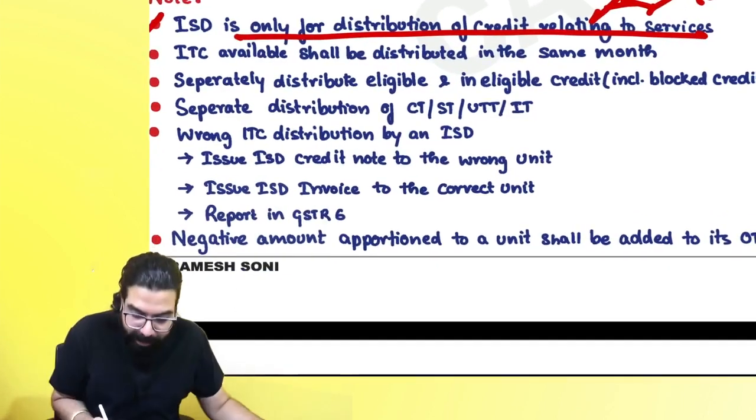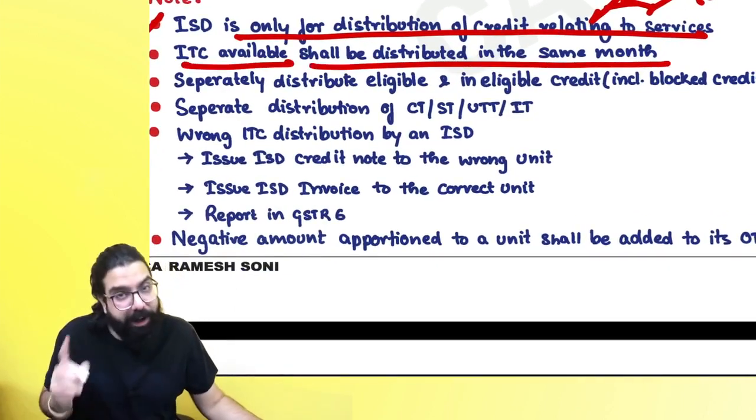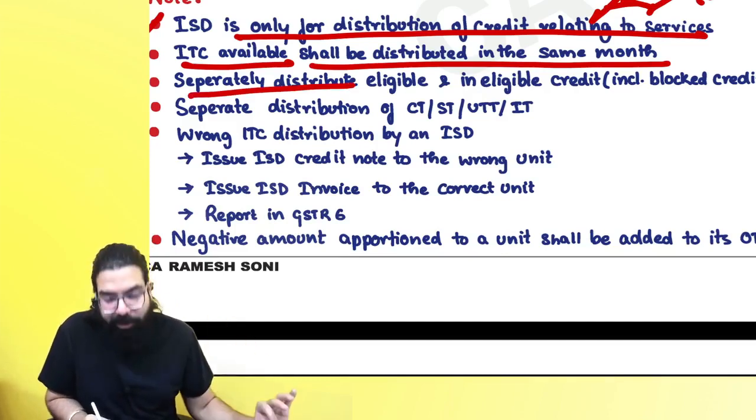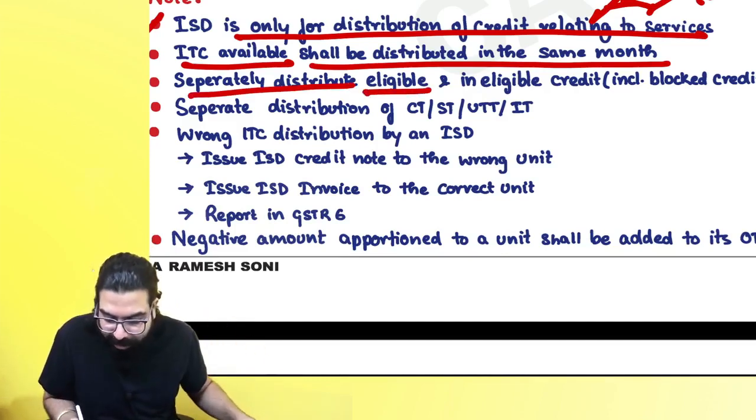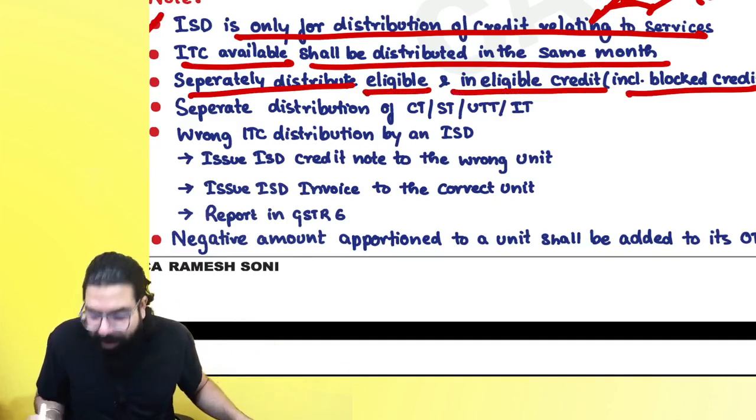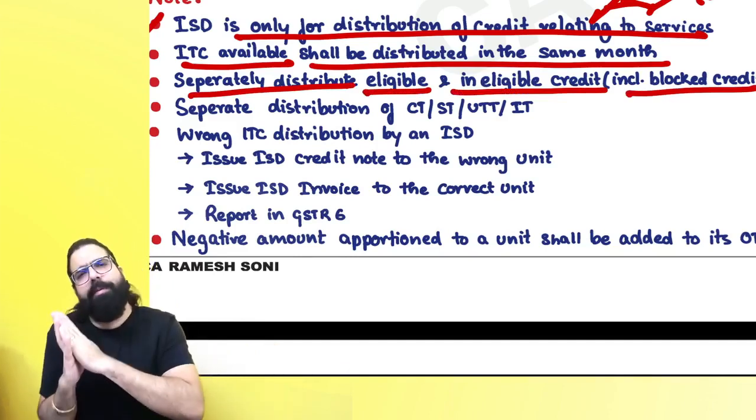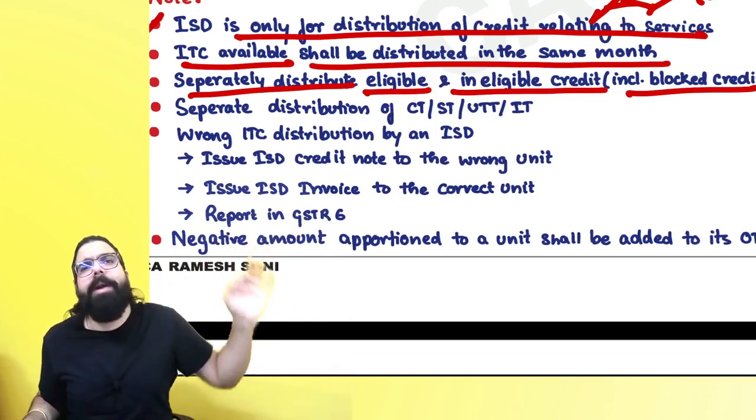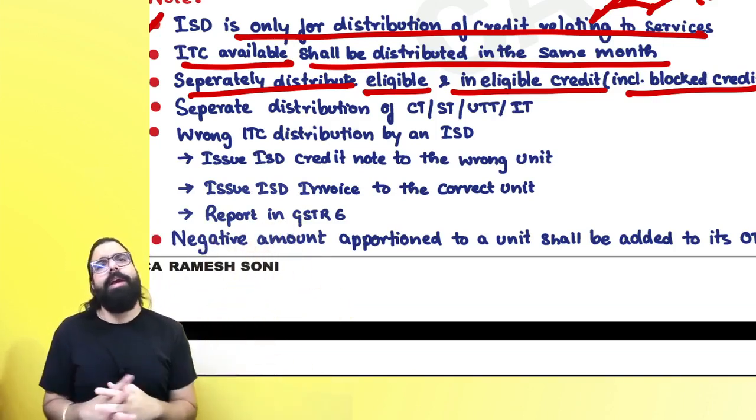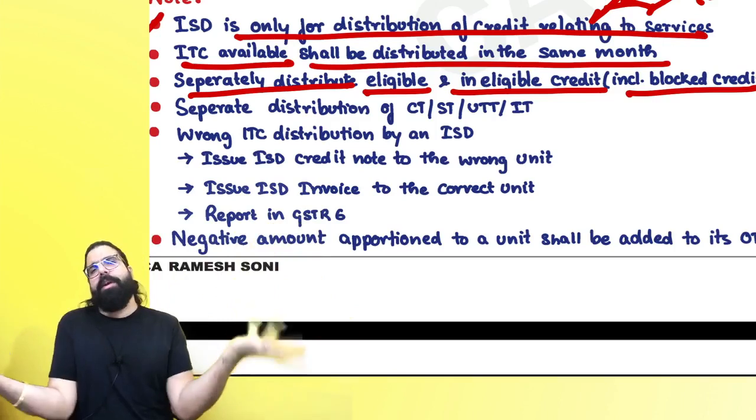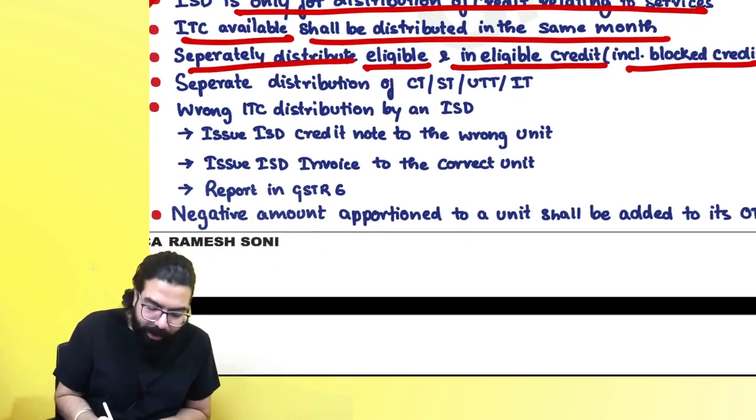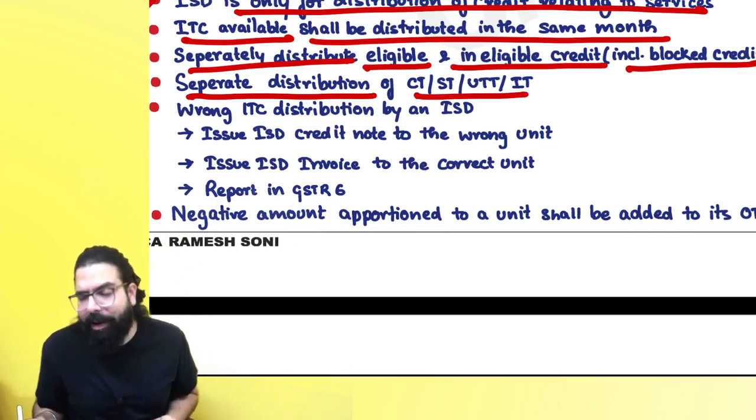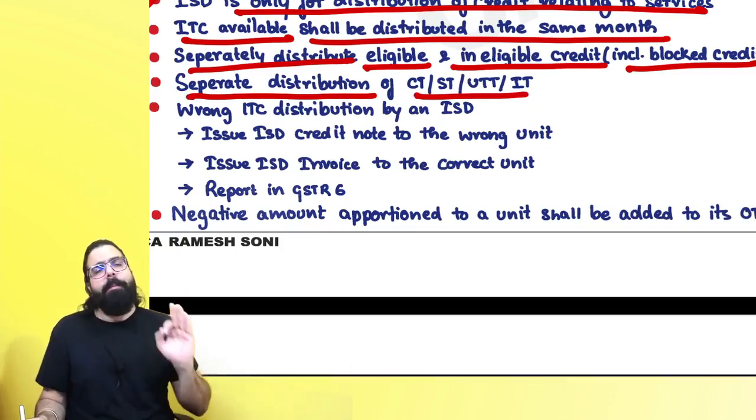Okay, sir. Then ITC available shall be distributed in the same month only. You should do the distribution. Separately distribute eligible and ineligible credit. Whenever the ISD is distributing, it will distribute eligible credit also, blocked credit also. It is up to the branch whether they are eligible to take, then they can go ahead and take. If not eligible, don't take. The next one is separate distribution of CGST, SGST, UTGST and IGST is to be done by the branch.